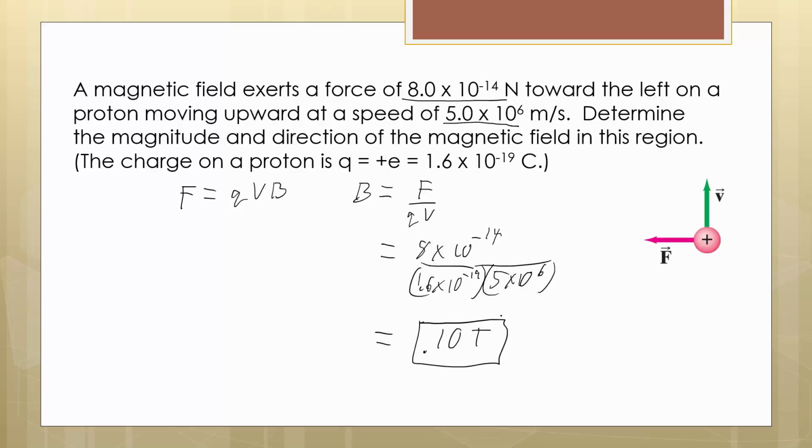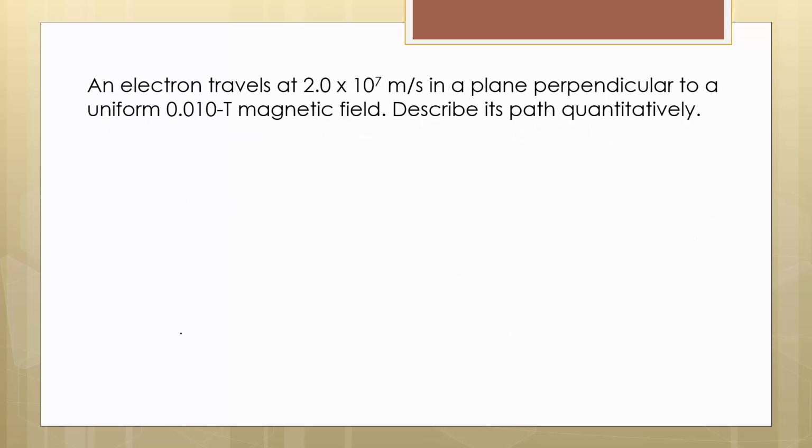To figure out the direction, we can use our right-hand rule. We kind of have to reverse things a little bit. So the force, we need to point our thumb in the direction of the force and our fingers in the direction of the velocity. When we do that, our palm is going to point in the direction of the magnetic field. So the magnetic force would be inward, into the page or into the screen, whichever way you want to think about it. Moving on to number 2.